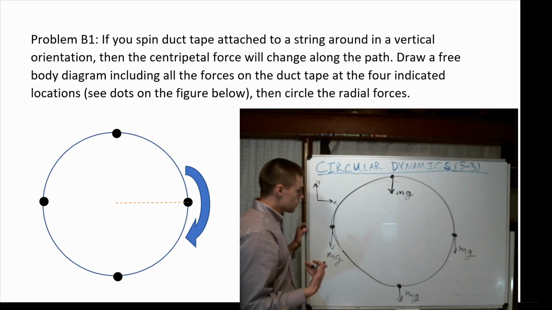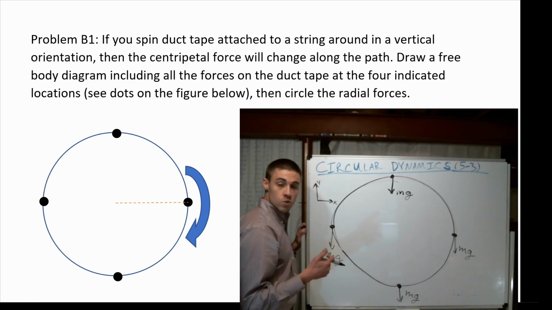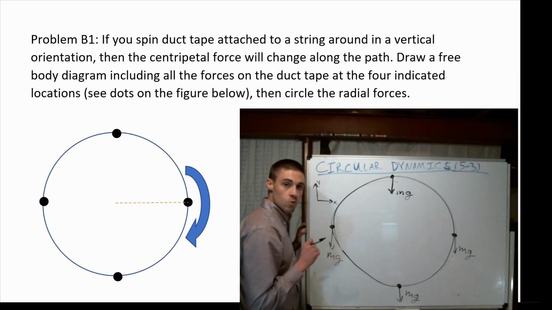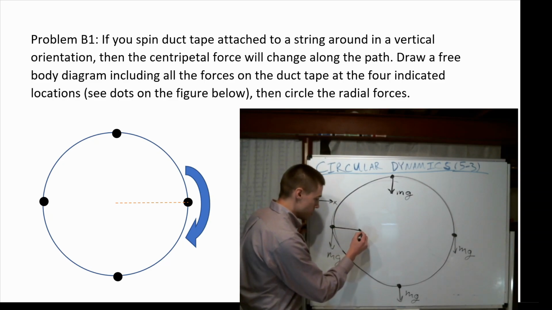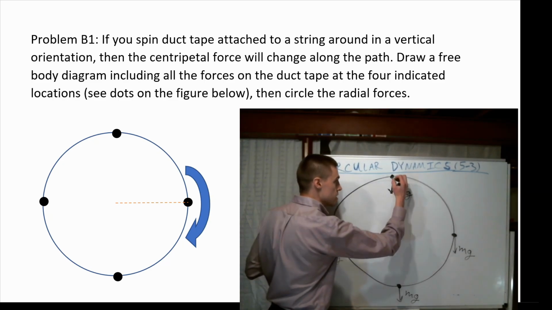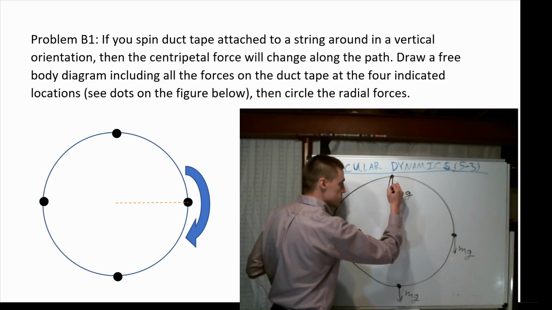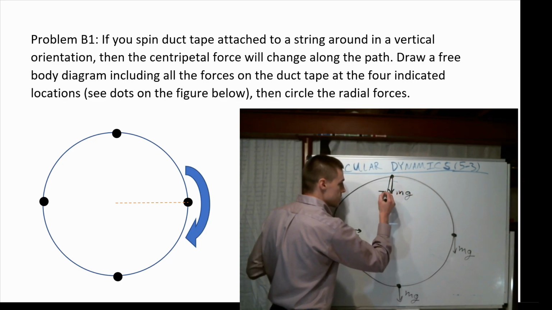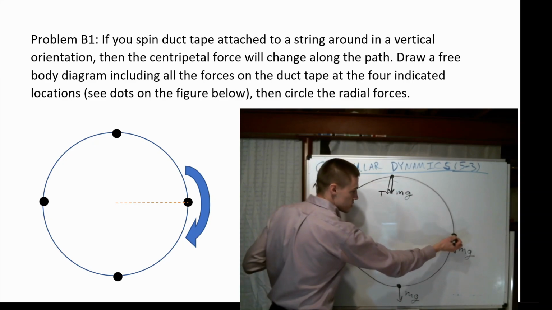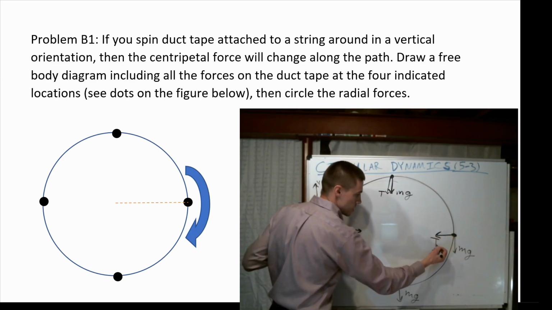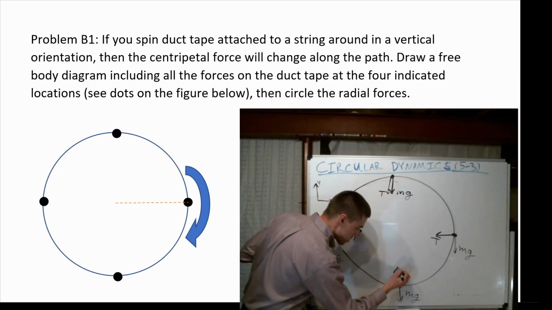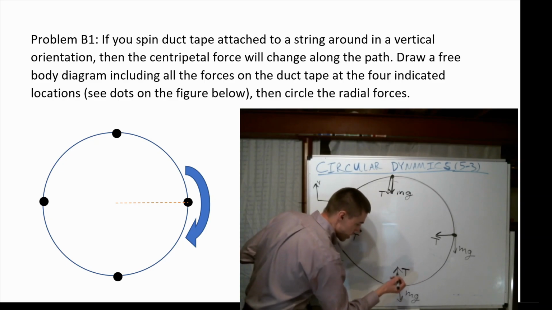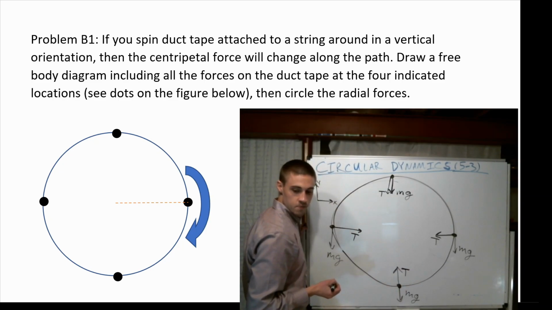The tension force will always be acting inwards in the radial direction. Right? So tension force is pulling in there. The tension force is pulling down in this case here. The tension force is pulling in that case. And the tension force is pushing up then at the bottom of the trajectory.